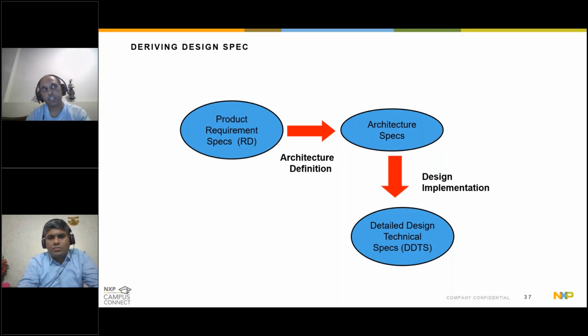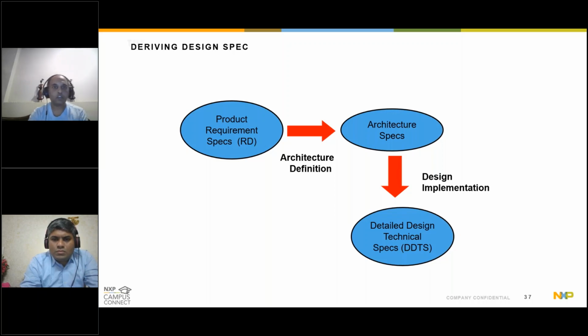If I just do a recap in a couple of minutes, there are customer-facing marketing requirement people who collect the product requirements from the market at a high-level application language. Then there are architects who translate the application language into the architecture specification or the product requirement specifications. Then there is another set of people who come into the picture, whom you call the design implementation folks or the SoC architects, who will translate the architecture specification into the detailed design technical specification, which can now be translated into RTL.